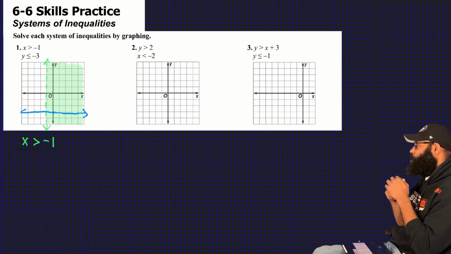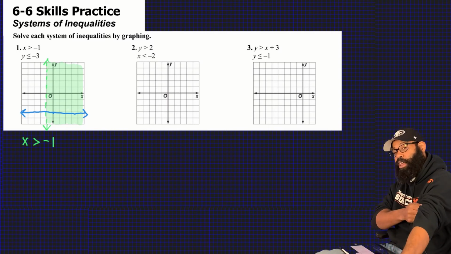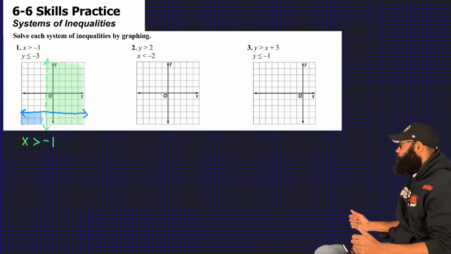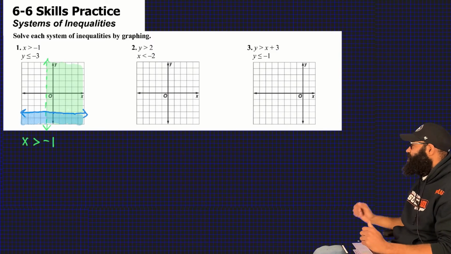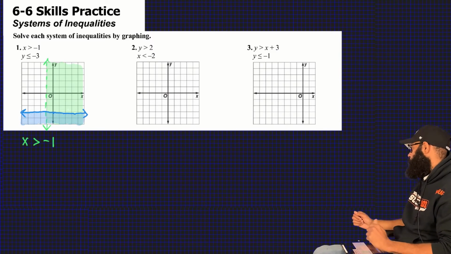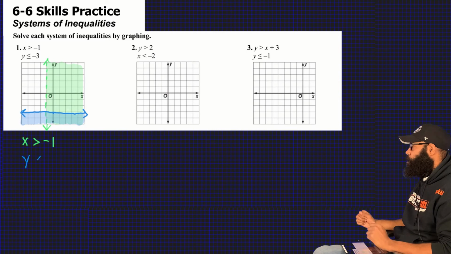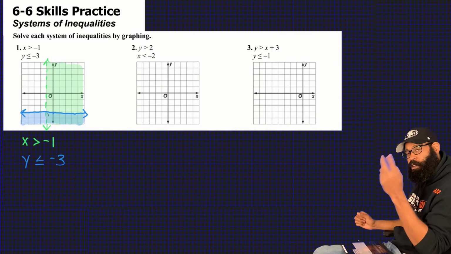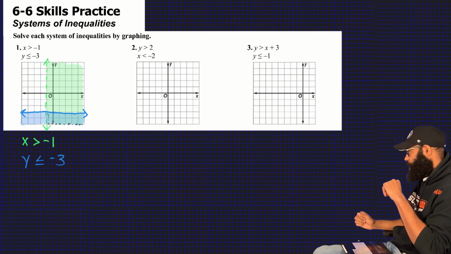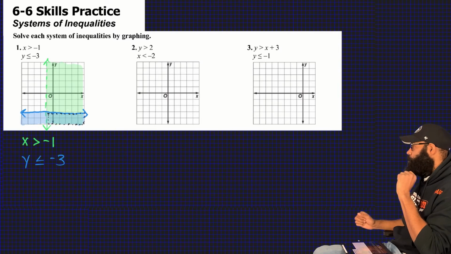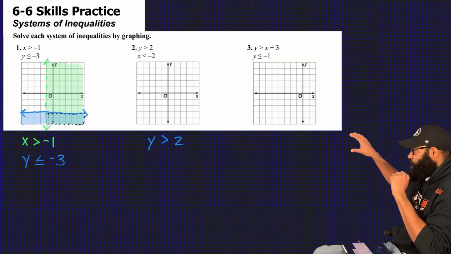Now, Y is less than or equal to -3. First of all, solid line. Why is it solid? Because it's equal to. Now, am I going to shade above or below? Since it's less than, I'm going to shade below. You're going to hear me say that so many times throughout this video. So for the first inequality of my system, I had a dashed line. The second one I had a solid line.